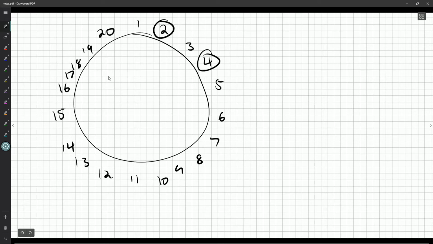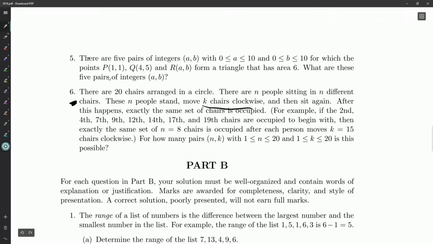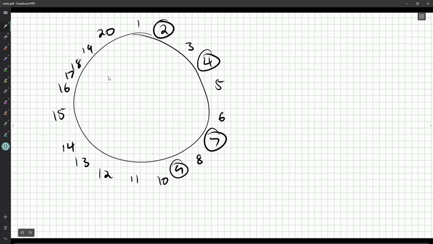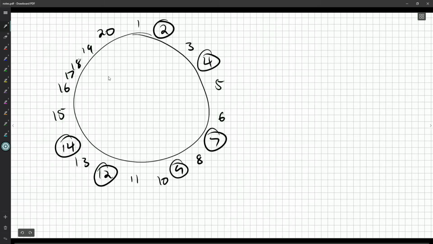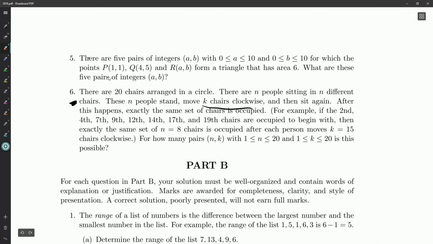2, 4, I think there was a 7 in there. 2, 4, 7, 9, 12, 14. And what was the last one? Oh, 17 and 19. Oh, look at that. These guys are opposite each other. That's kind of an interesting observation. But okay, so everybody moves... What's their example? 8 chairs are occupied, and then everybody moves 15 chairs clockwise.